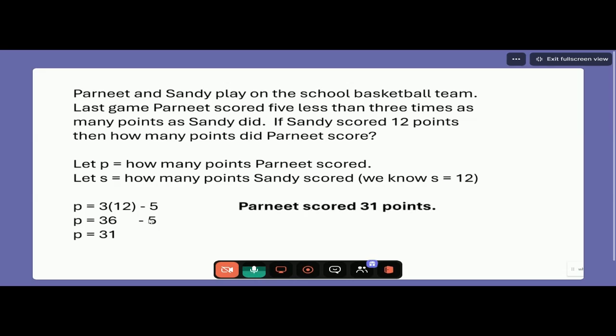Parneet scored 31 points. We can do a quick check on this. Let's take Sandy's points of 12. And we want 5 less than 3 times that. So 3 times 12 is 36. 5 less than 36 is 31. Sure enough, that works out.